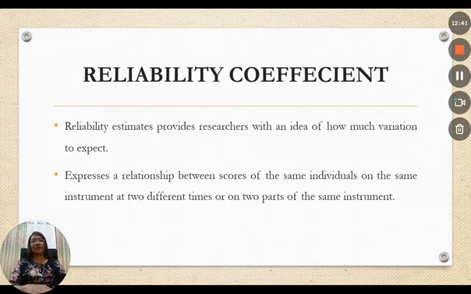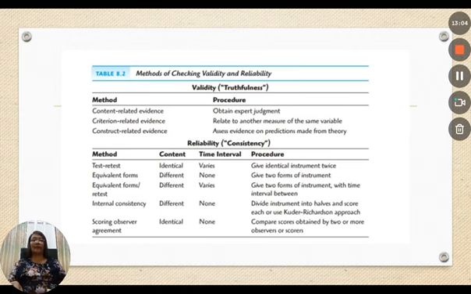Reliability estimates provide researchers with an idea of how much variation to expect. It expresses a relationship between scores of the same individuals on the same instrument, on two different types, or on two parts of the same instrument. We have the table here.